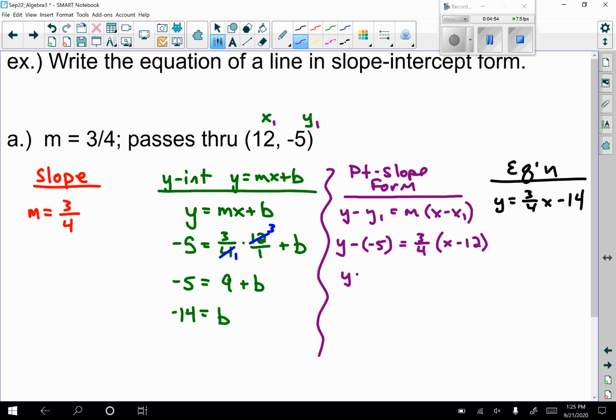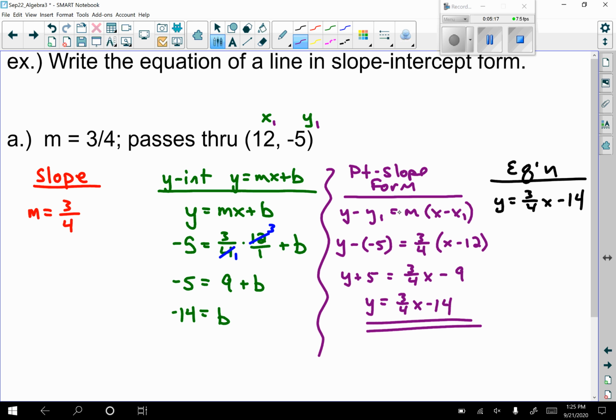So now the left side becomes y plus 5. I'm going to get 3/4 x. I distribute the 3/4. This will give me, again, a 9. And now my very last step, so when I multiply 3/4 by negative 12, I got a minus 9. My last step is to get y by itself, so I just want to subtract a 5. So when I do that, I get y equals 3/4 x minus 14.